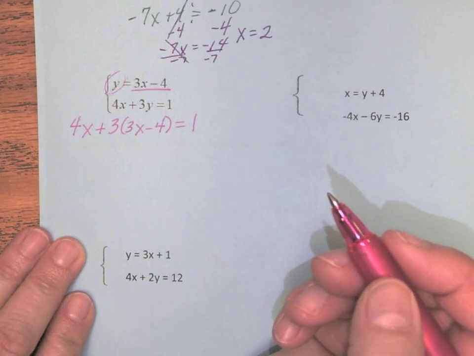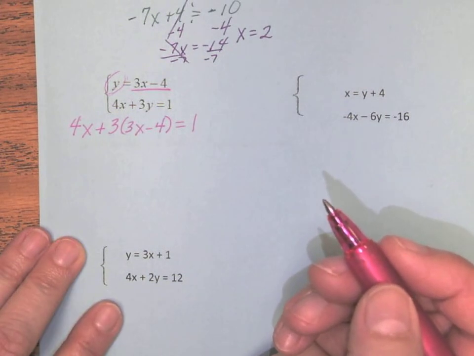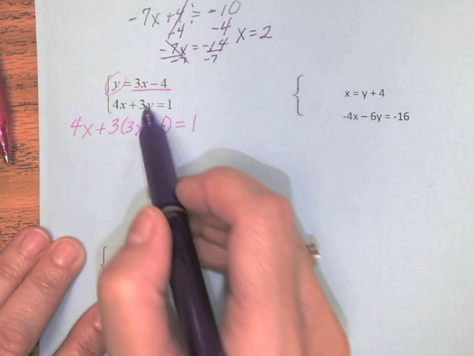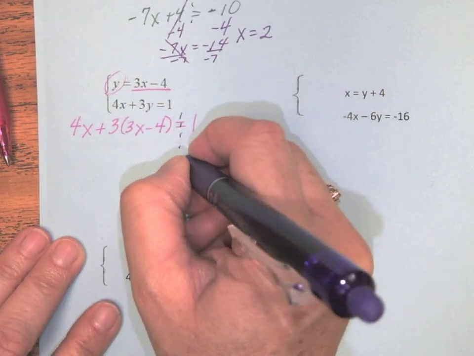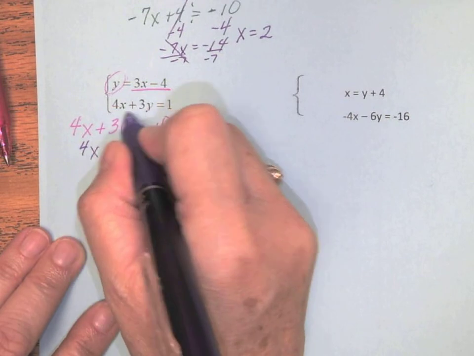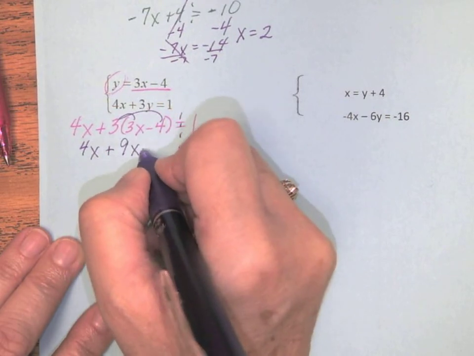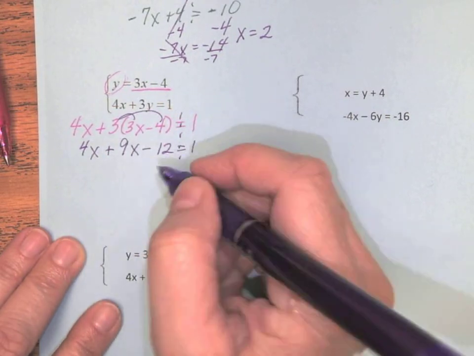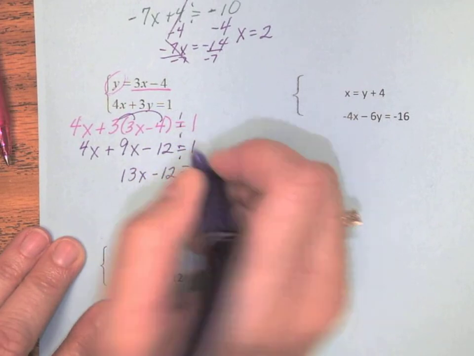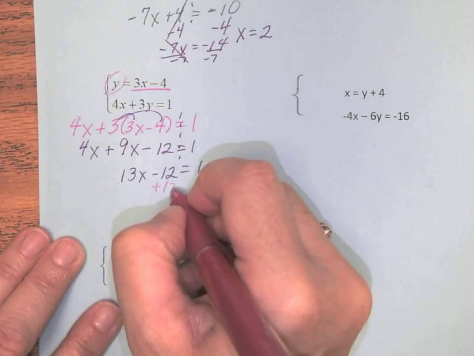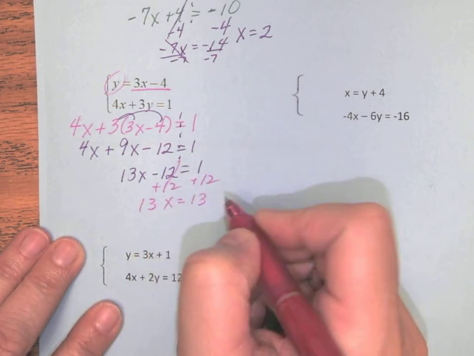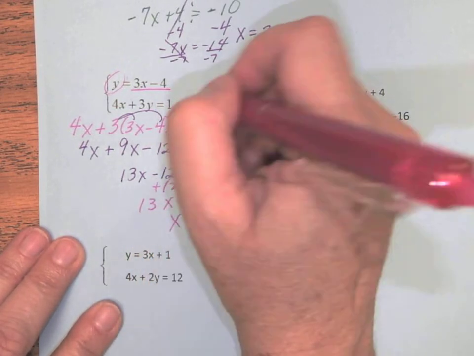Why, W-H-Y, would I do that? So that I can have one variable, because I can't solve when I have two, but I can solve with one. Now they're all x's. I can do this. 4x plus, let's distribute. This part is not new. We've done this all year. Now I get 13x minus 12 equals 1. I'm going to add the 12. I'm going to get 13x equals 13. Divide by your 13 and x equals 1.